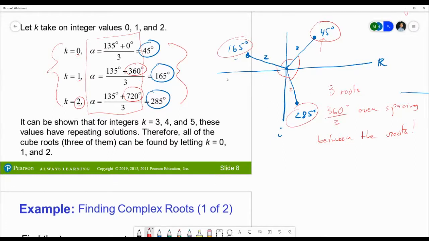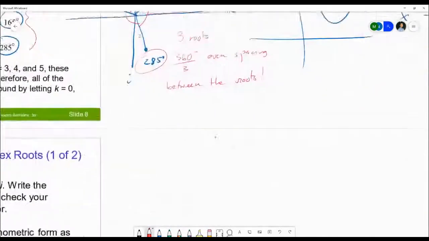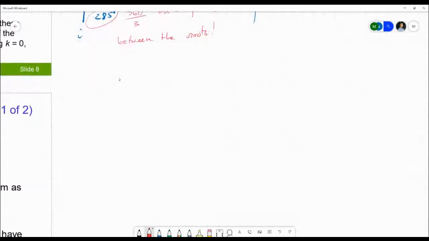Now all three of these numbers are complex numbers because they are in the complex plane. Any number along this x-axis will become a real number. So let me demonstrate this and see if you understand. This one will help you understand it. x squared equals 1.